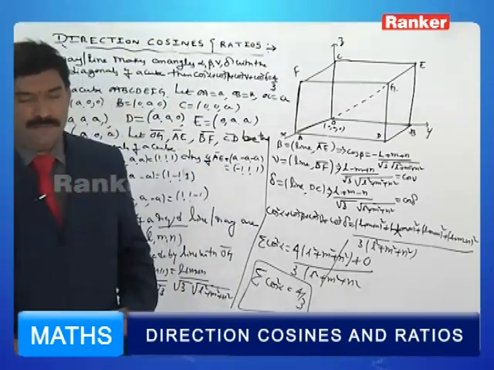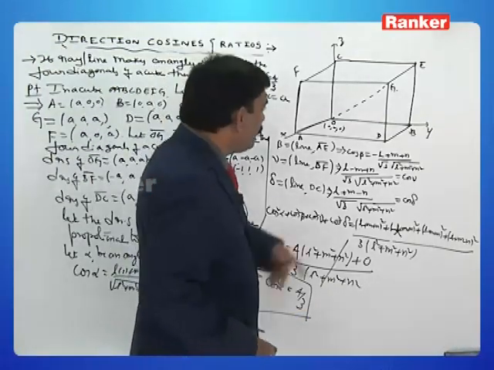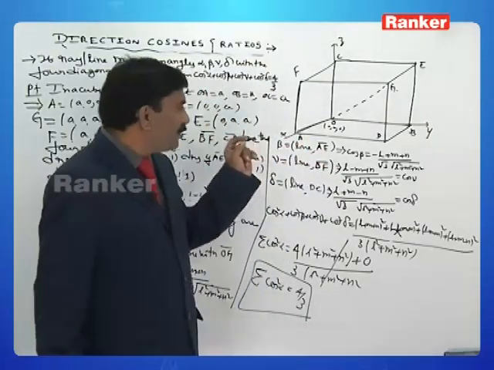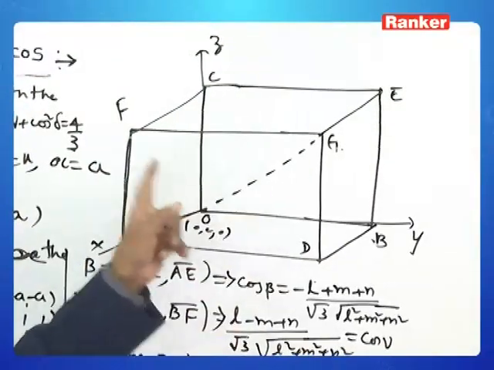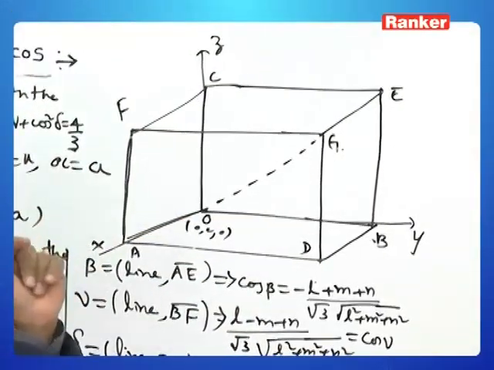Now look here, this is one of the important results here in a cube. Listen here. So very much confused part here. In a cube, that is A, B, C, D, E, F, G.